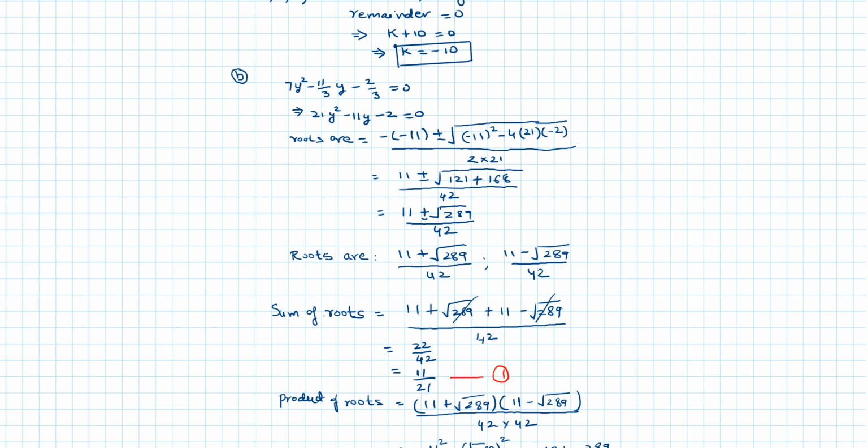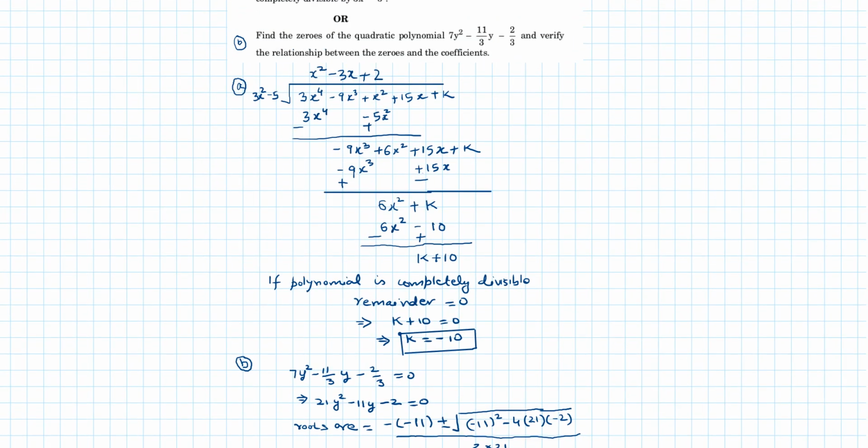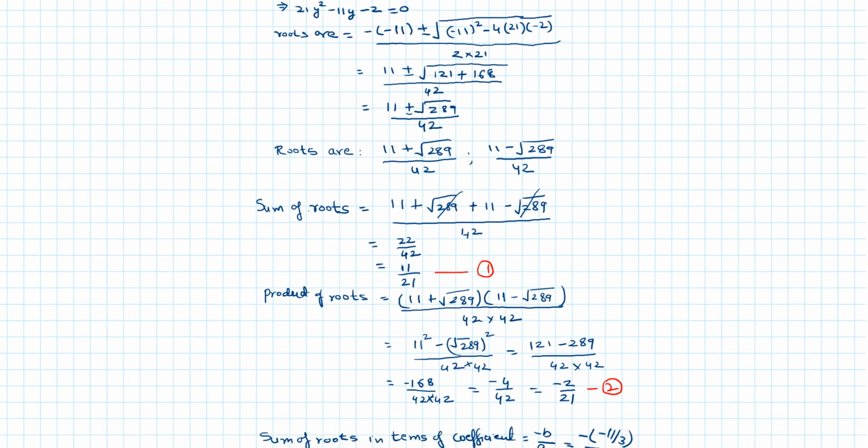Now the second part of this question also says verify the relation, that is verify the relation between the zeros and the coefficients. Okay, so how do we do that? Let us first find the sum of these two roots. So हमने यहाँ sum किया, we get answer 11 upon 2. What is the product of these two roots?